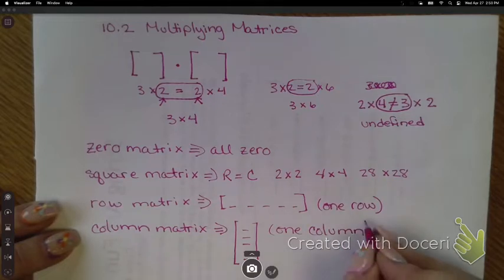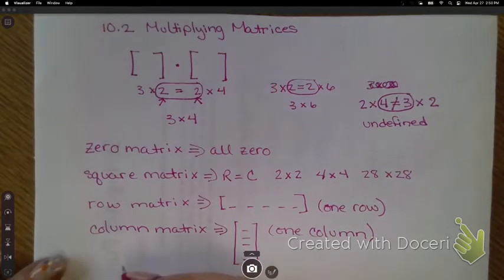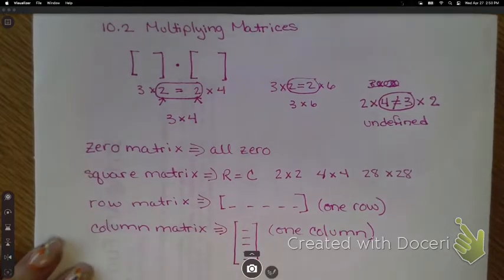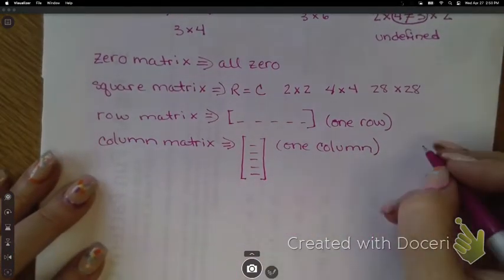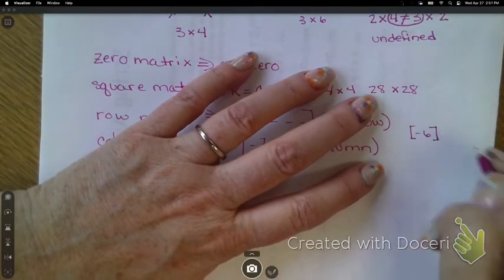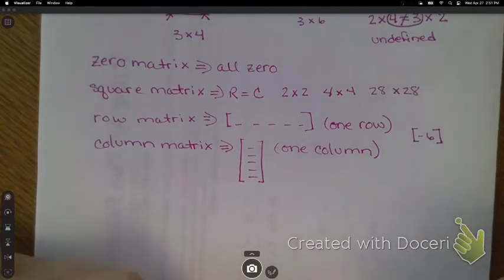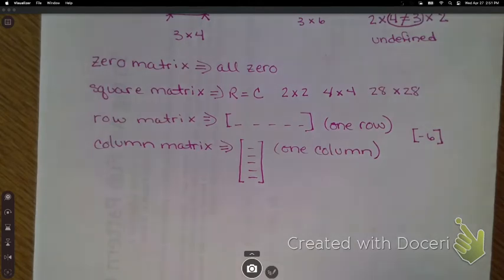So can something be a column matrix and a row matrix? Yes. How many things would be in the whole thing? One. So if it was both column and row, let's say like -6, how many columns does that have? One. How many rows does it have? One. So the only way it can be both a row and a column matrix is if it only has one element, correct? So that's it.